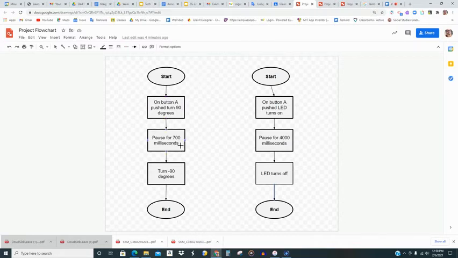This is going to take place for less than a second, so I decided 700 milliseconds, and then it's going to turn negative 90 degrees, which means it's going to turn back the same amount in the opposite direction.